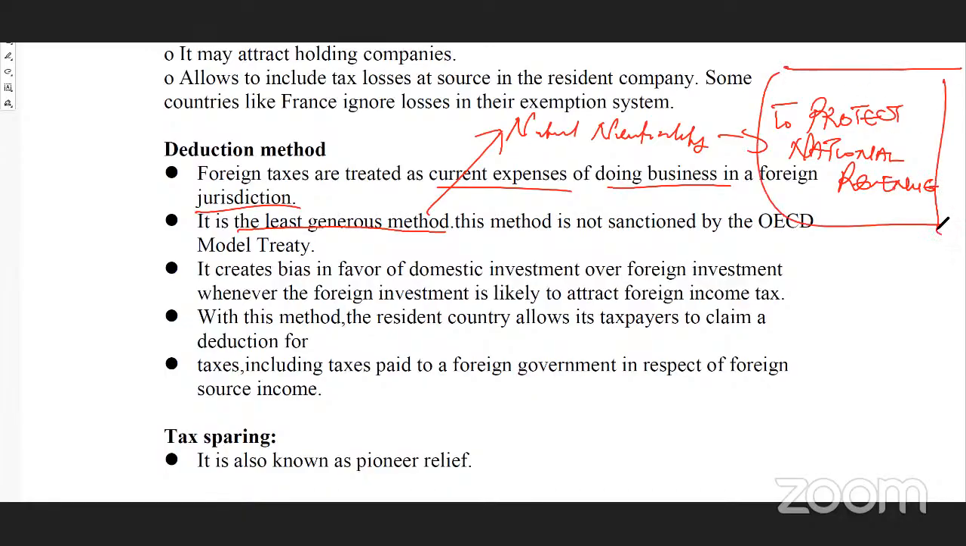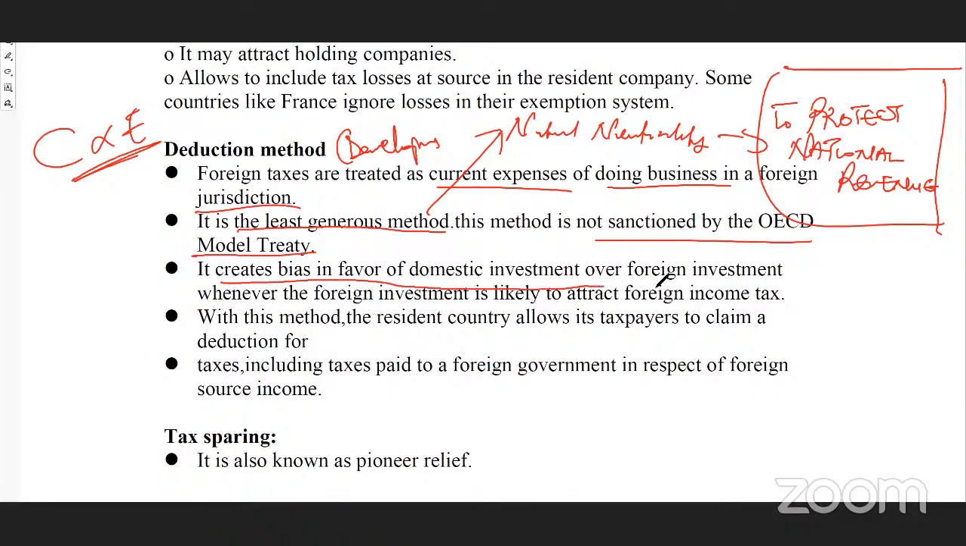So that is why this one is the least generous method, because we need to make as much money as possible. Because this method is to support developing countries, make more money, it is not sanctioned by the OECD model. The OECD model doesn't really focus on it. It focuses just on the credit and the exemption method most of the time. But in the UN model, this method is there. Why? Because this method helps to protect national revenue, and that is what we want to do, help nations build income. But it creates bias in favor of domestic investment over foreign investment. So whenever the foreign investment is likely to attract foreign income tax, you still pay more tax.